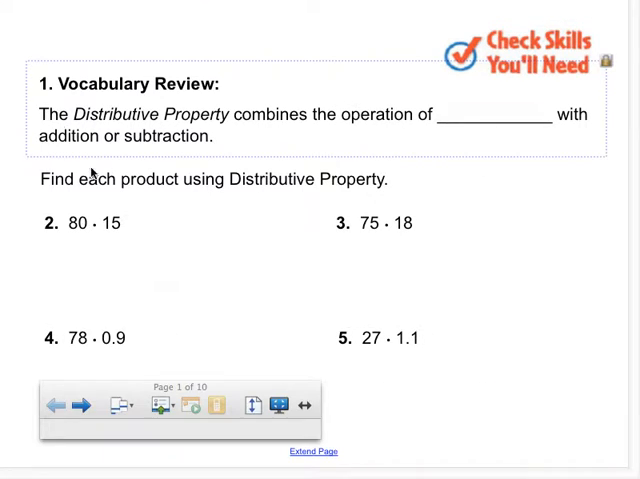Who can tell me the distributive property contains the operation of blank with addition or subtraction? Who can give me the answer to number 1 vocabulary review? Fatima, you want to take a guess? Multiplication is correct, yes. Okay, so you can use distribution property to do mental math.